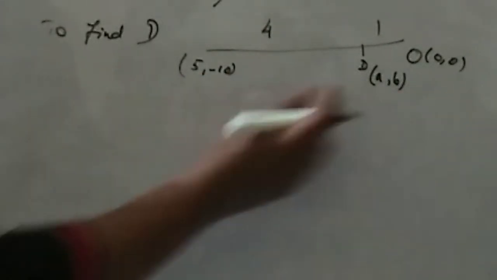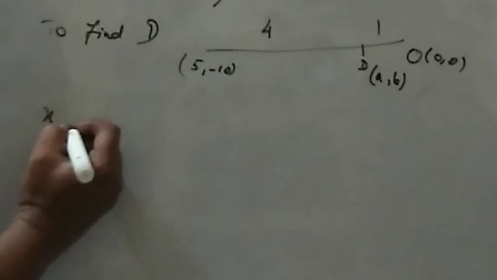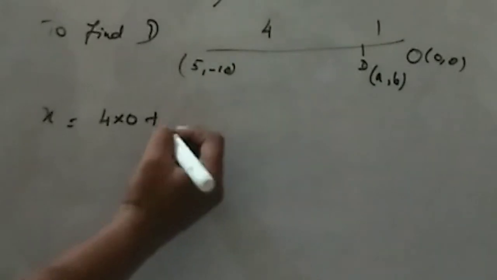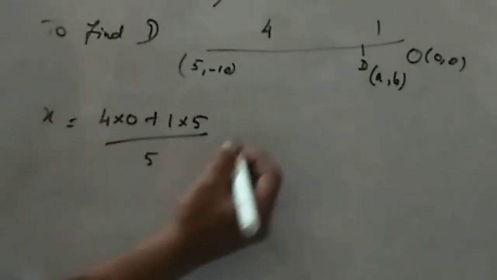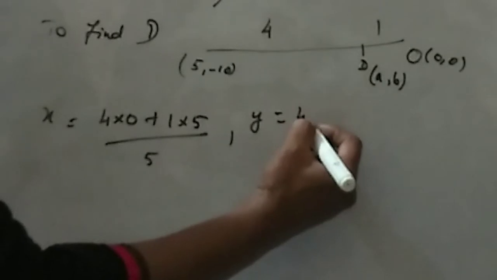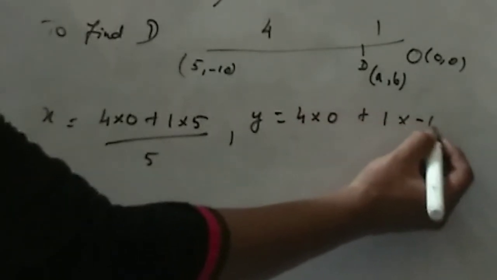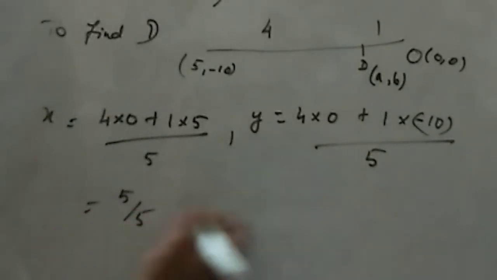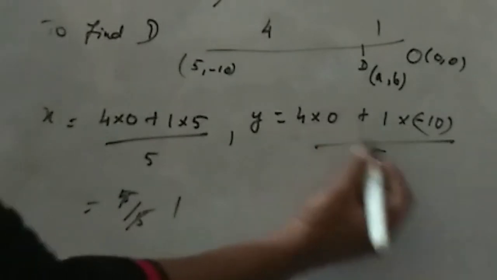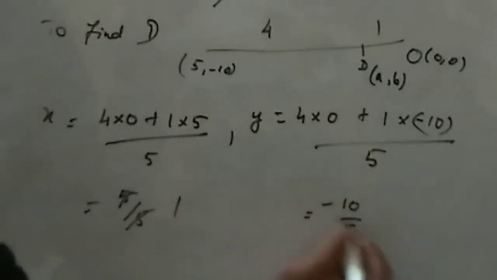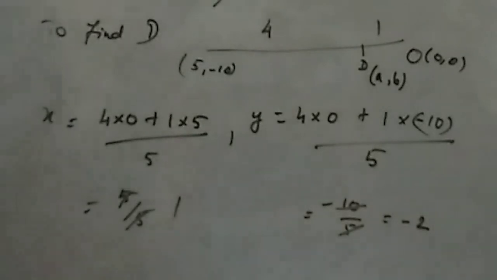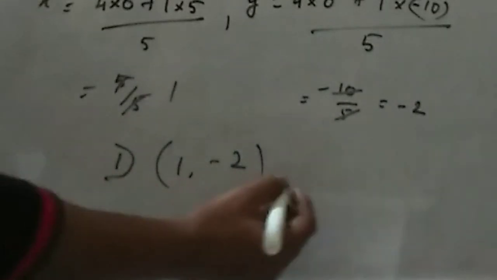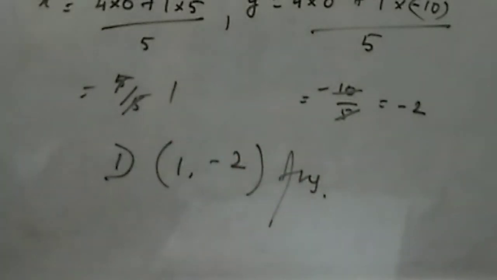Now find out: X is equal to (4 into 0 plus 1 into 5) upon 5, and Y is equal to (4 into 0 plus 1 into -10) upon 5. So 5 upon 5 is equal to 1, and -10 upon 5 is equal to -2. So D is (1, -2). This is the answer.